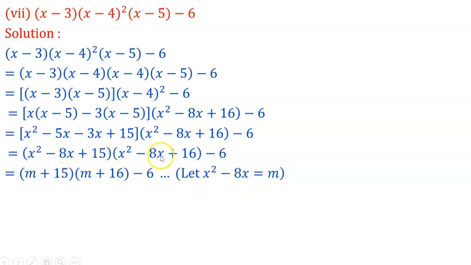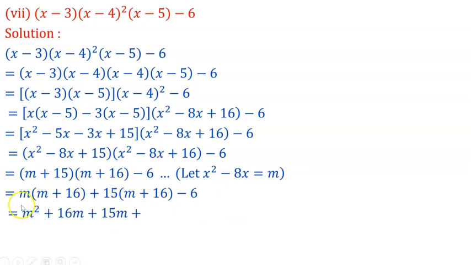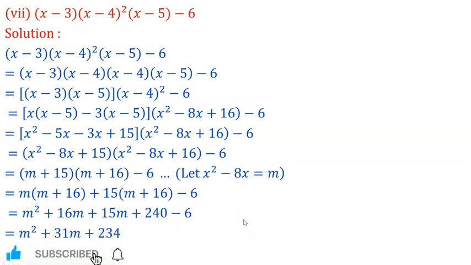Next again replace x square minus 8x by m, because x square minus 8x is a common term in these two brackets. Therefore in the first bracket m plus 15 into the second bracket m plus 16 minus 6. Again their product, that is m in bracket m plus 16 plus 15 in bracket m plus 16 minus 6, and their product m square plus 16m plus 15m plus 15 into 16, then you will get 240 minus 6. Again next their simplification, m square plus 16m plus 15m, you will get 31m plus 234.